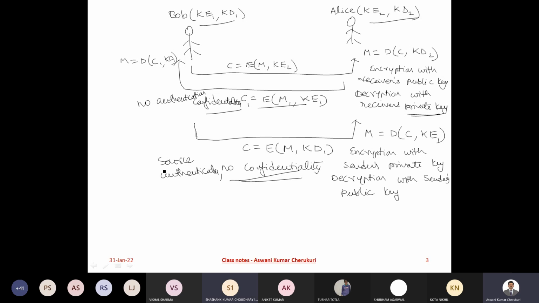is possible with the help of encrypting using the sender's private key. Message confidentiality is possible by performing encryption with the receiver's public key and decryption with the receiver's private key. Are you able to follow both schemes? So case 1: confidentiality but no authentication. Case 2: no confidentiality but authentication. Are you able to follow? Any doubts?